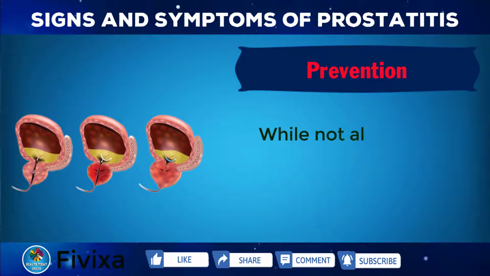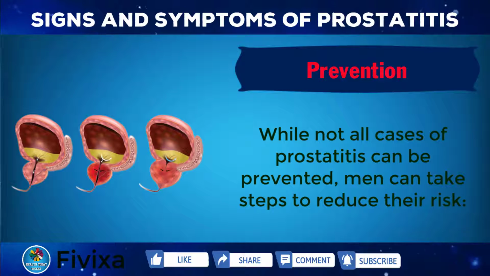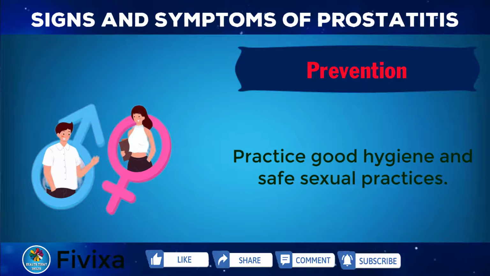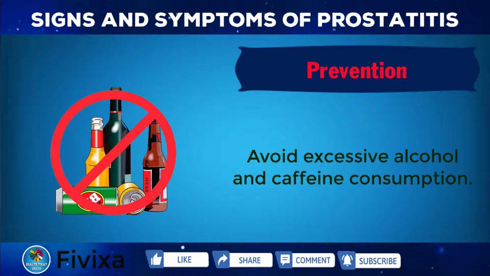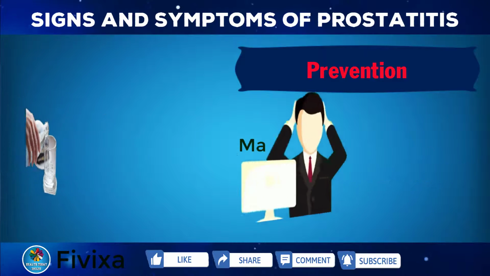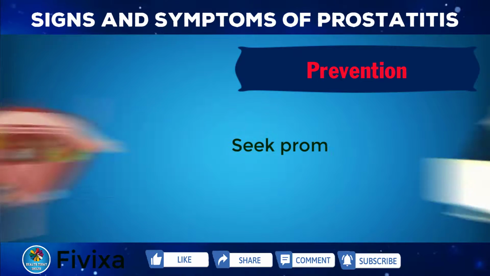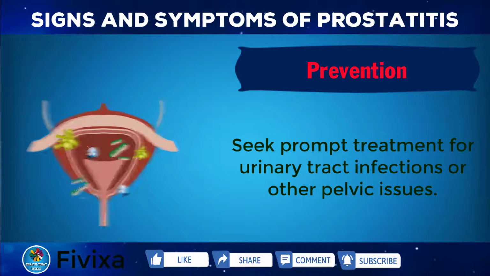Prevention. While not all cases of prostatitis can be prevented, men can take steps to reduce their risk. Practice good hygiene and safe sexual practices. Avoid excessive alcohol and caffeine consumption. Stay hydrated and maintain regular urination. Manage stress effectively to reduce symptom severity. Seek prompt treatment for urinary tract infections or other pelvic issues.